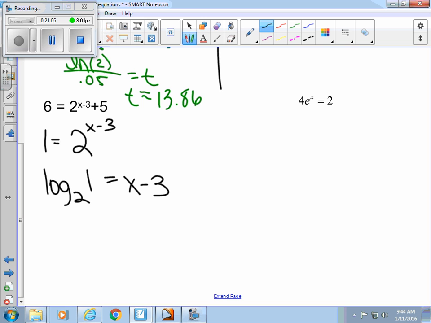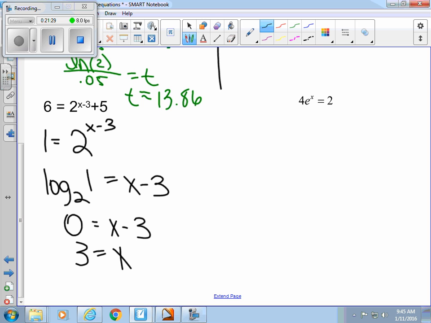You know that? Anything to the 0 power is 1, right? So log of 1 is always 0. So what is x? Now, he didn't pick his calculator up to get that, but it doesn't mean you did it wrong if you did pick your calculator up to get that. So that's fine. It'll tell you 0 also.